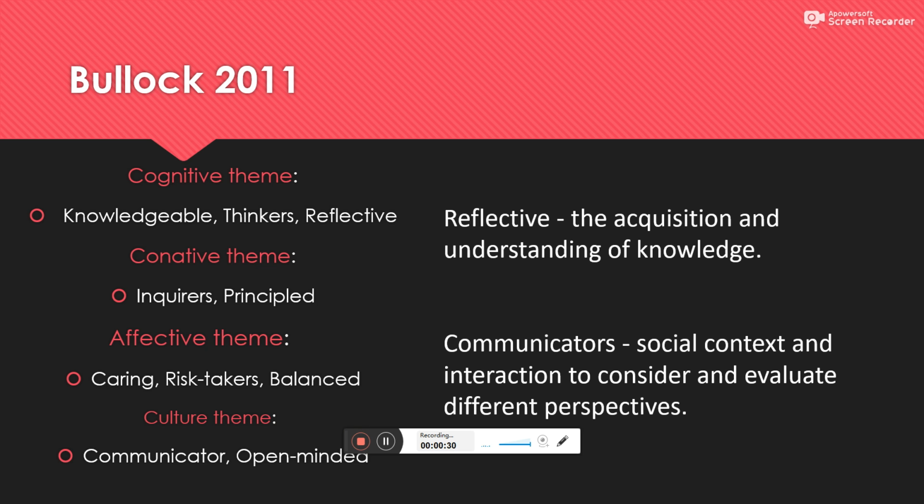The two learner profile attributes I'll be focusing on are reflective and communicators. Bullock's IB Learner Profile literature review groups the 10 learner profile attributes into 4 themes. Reflective is part of the cognitive theme that is concerned with the acquisition and understanding of knowledge, while communicators is part of the culture theme, which is concerned with the social context and interaction to consider and evaluate different perspectives. The learner attributes of reflective and communicators work together as learning involves verbal and non-verbal communication, leading to critical thinking, adjustment, and evaluation of themselves, others, and the world.